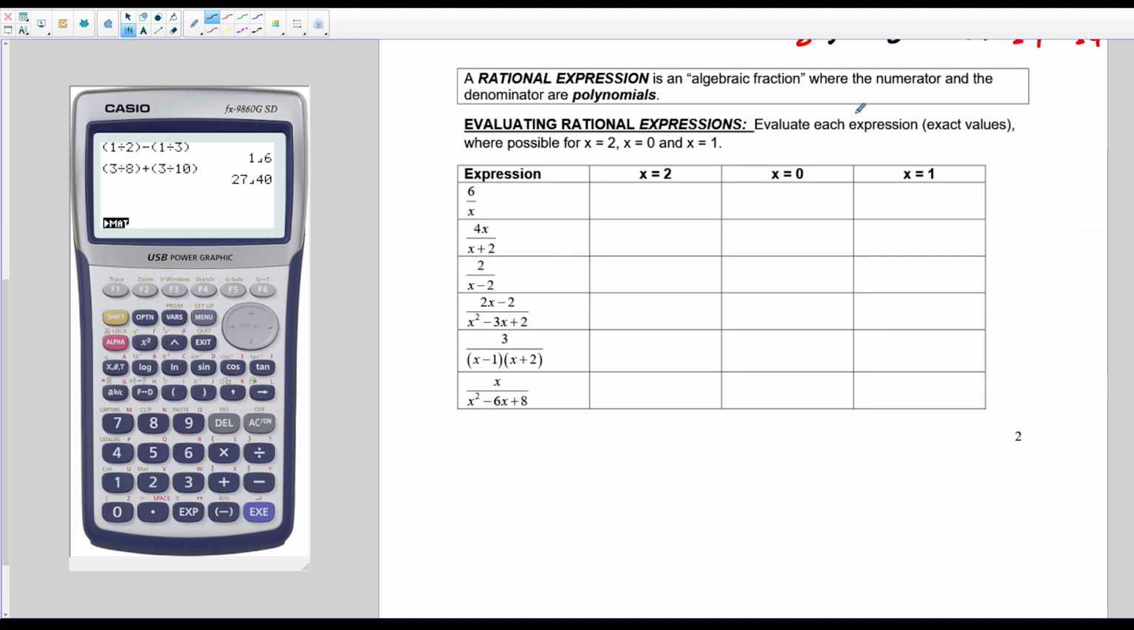So here is where the actual content from Math 20-1 comes in. Starting off with what a rational expression is going to be, it's really just an algebraic fraction where your numerator and your denominators are going to be polynomials.